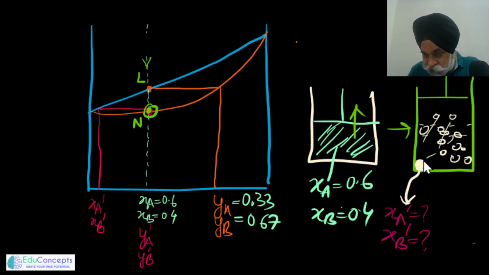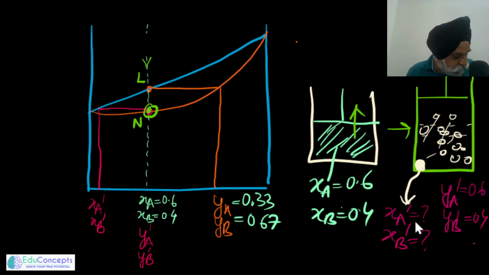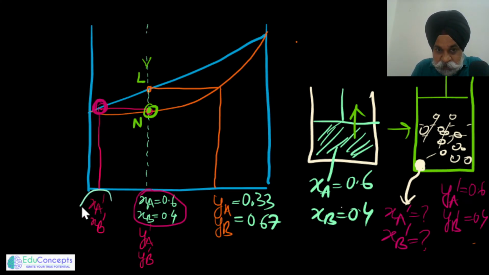But at this moment, when the last droplet is with me at this juncture, the YA dash and YB dash are exactly the same as 0.6 and 0.4. So this is what you have to remember: because the entire liquid has changed into vapors, the last droplet would have a composition this much. This is the thing which we wanted to know. This is the question being asked in the D option, and corresponding to this, the entire liquid has changed into vapors.